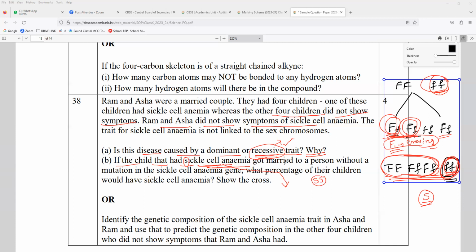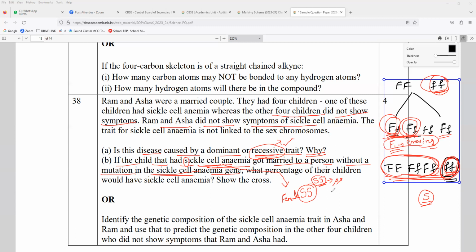Very good. Next: he got married to a person without a mutation in the sickle cell anemia gene. Without a mutation means definitely he married a pure one. There is no mutation in the sickle cell gene, which means they do not have any kind of anemia, so definitely they are pure, capital S capital S. That is the female. So this is the wife of a person who has anemia. He is small s small s and she is capital S capital S.